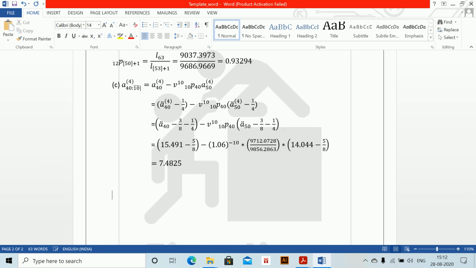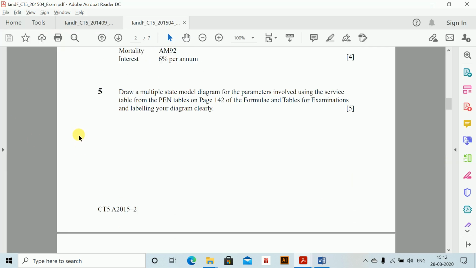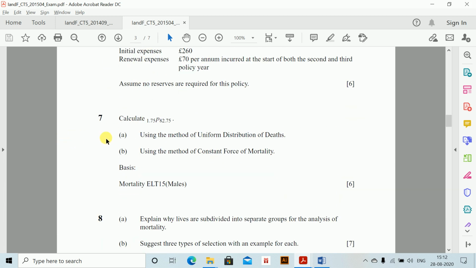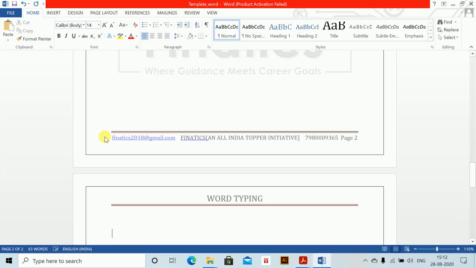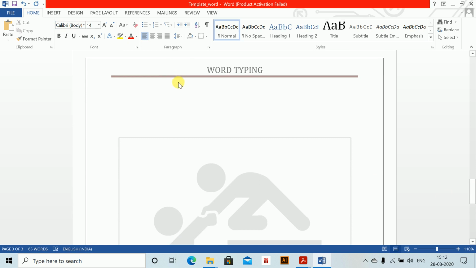Coming to next line, next sum, that is question 7. Calculate 1.75p82.75 using the method of uniform distribution of deaths and using the method of constant force of mortality on basis ALT 15 males. So again, new question starting from a new page. Question 3.